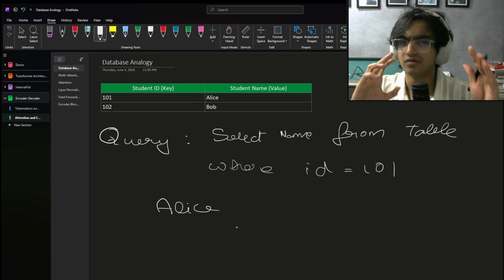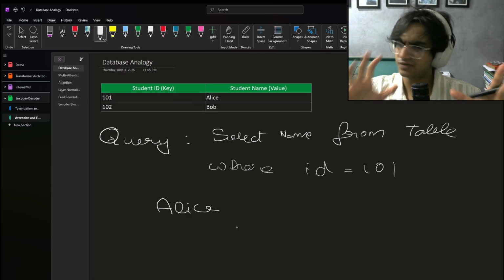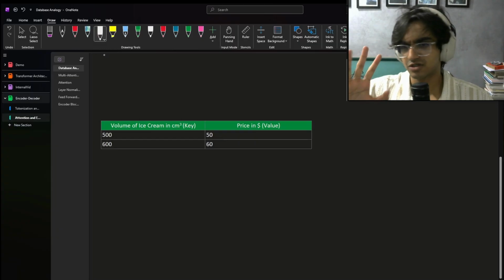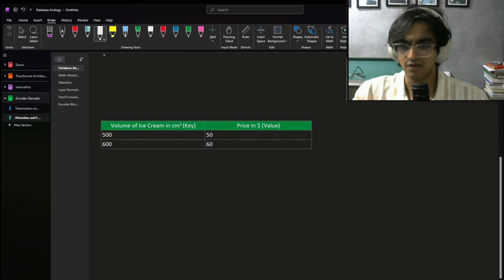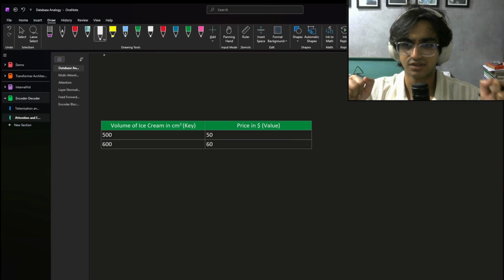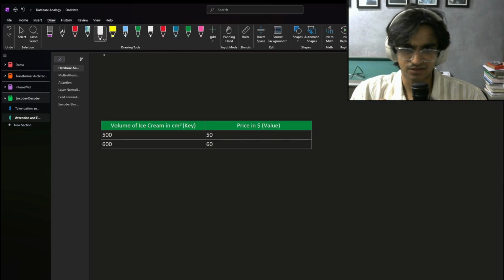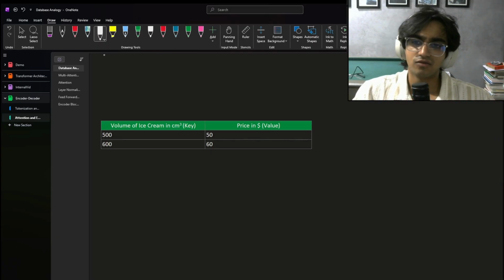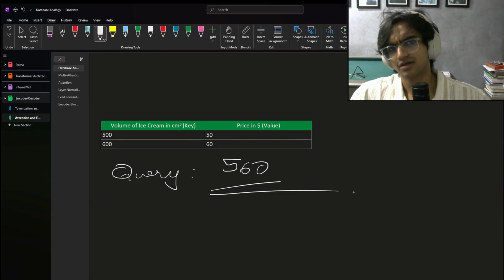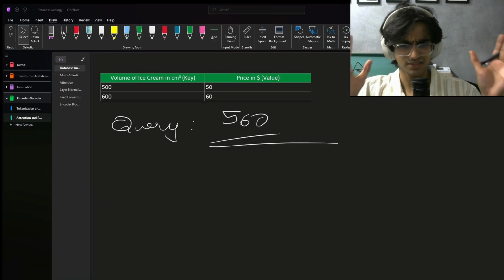But what if it's not that simple? Let me show you another example. Let's say we have volume of ice cream. This is just an arbitrary example. And you have your price associated with it. What if you want to query 560? What if you want to know the price of this? So how are we going to query 560?